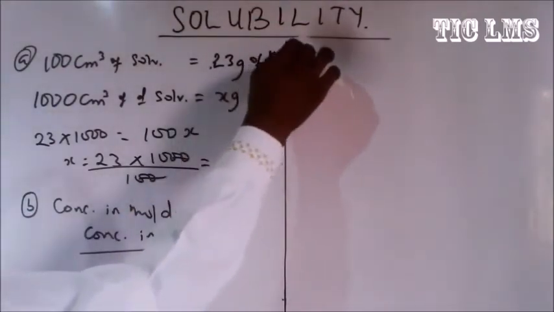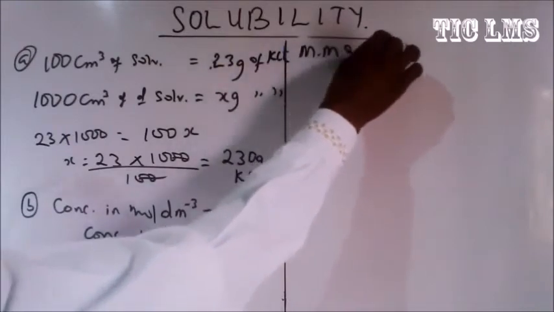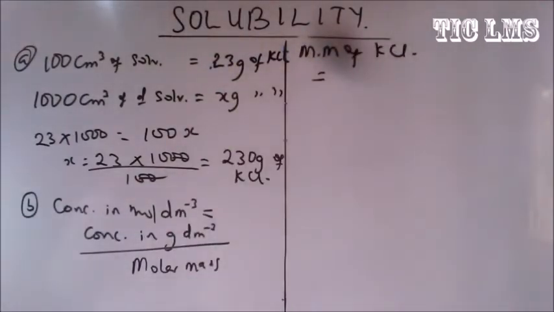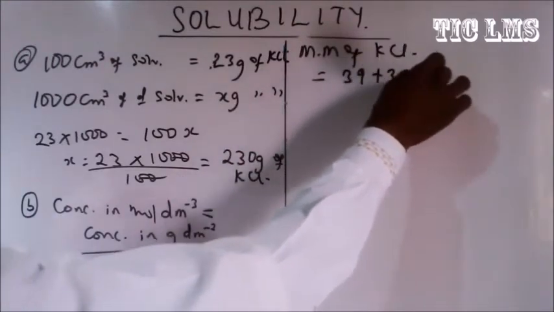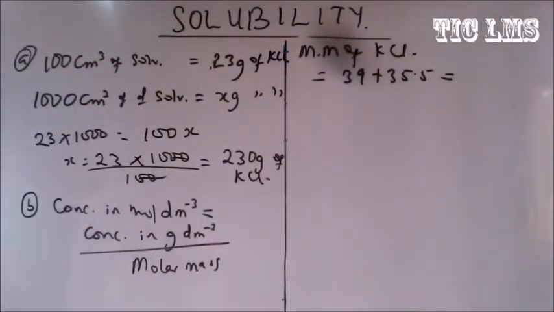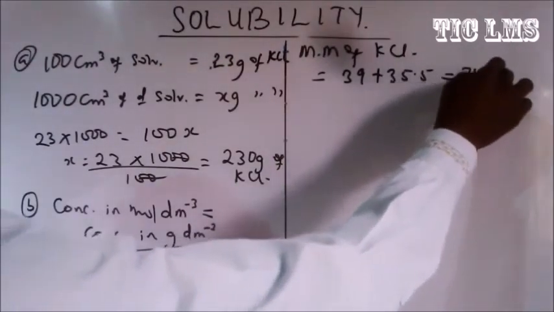So first we will look for the molar mass of potassium chloride. We are given potassium to have an atomic mass of 39 and chlorine to be 35.5. And so when we add this, it gives 74.5 grams per mole.